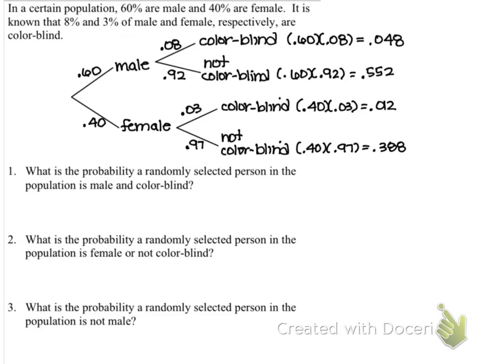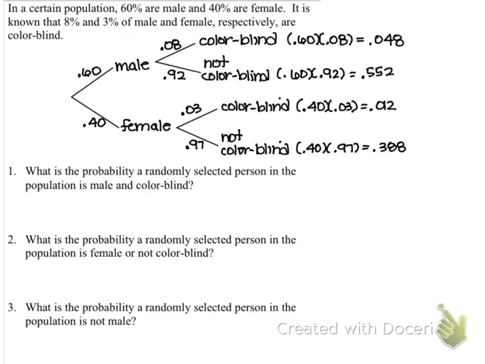Okay, so certain populations, 60% are male, 40% are female. It's known that 8% and 3% of male and female respectively are colorblind. So I went ahead and put our model down here. What we're going to do is go ahead and answer some of the questions. Probability a randomly selected person in the population is male and colorblind.